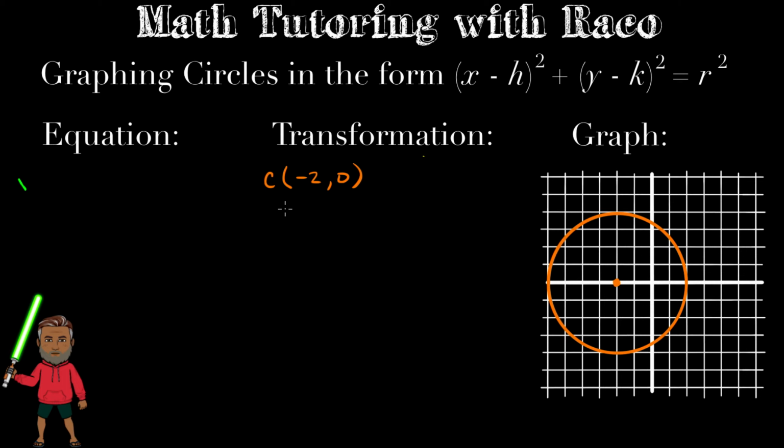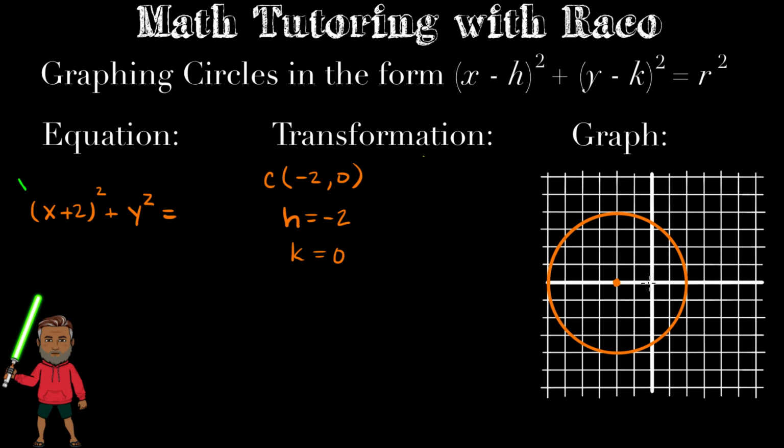So we can say that our h is negative 2 and our k is 0. So our k is nothing. So we can write our equation. We can go x, opposite of negative 2 would be plus 2. So we're going to go x plus 2 squared plus, and now you'll notice that there's no shift on the y, so we can write just y squared. You don't have to write minus 0 or plus 0. You can just write the y is equal to, and now we need to figure out our radius.